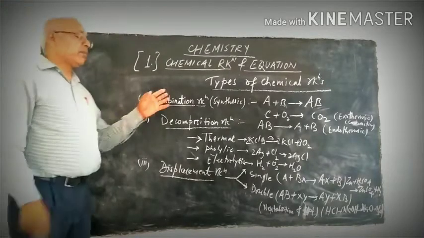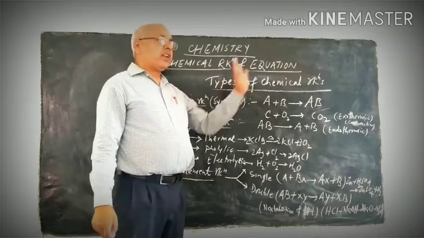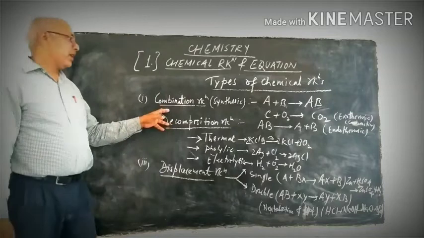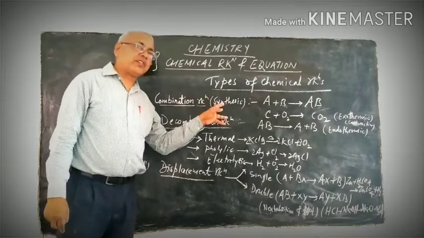Now we are going to learn about the types of chemical reactions. First one, combination reaction. A combination reaction is also known as a synthesis reaction.